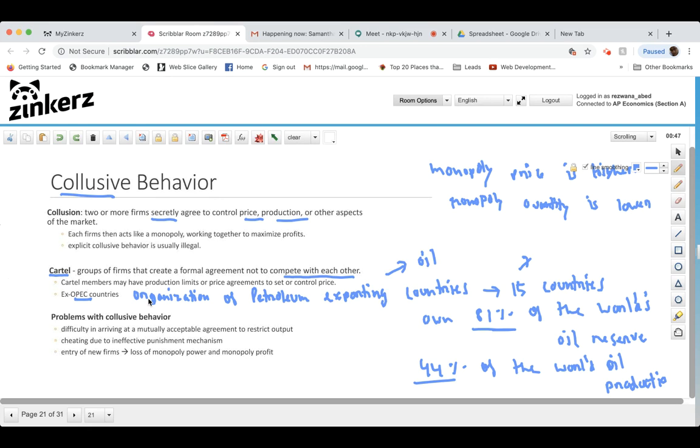Also, if there is entry of new firms, you lose the monopoly power that you have by controlling 81% of the world's oil reserve, and you lose that monopoly profit. So these are the problems with collusive behavior. Even though there are benefits, there are also some issues.